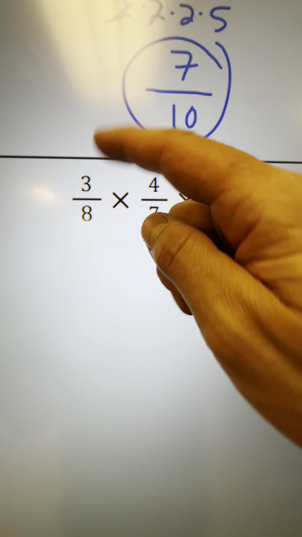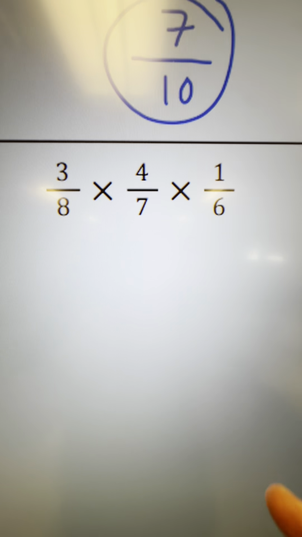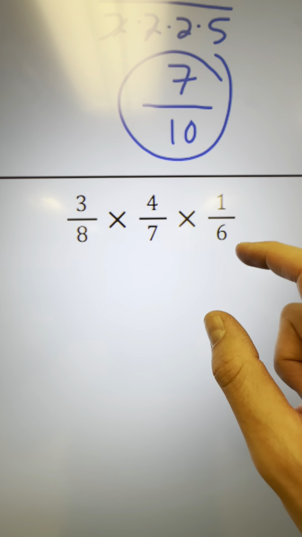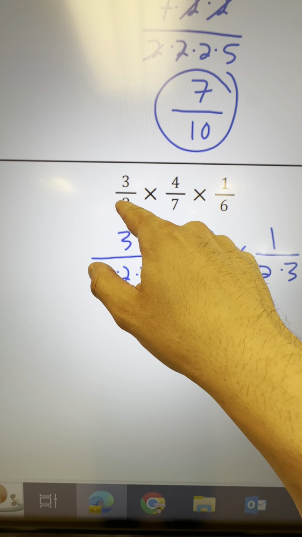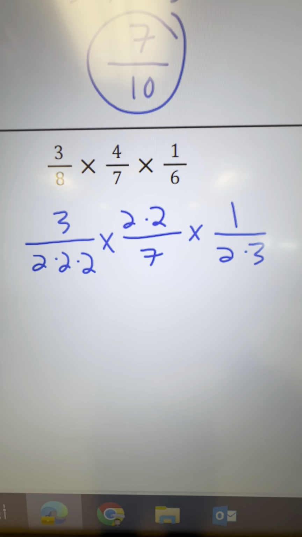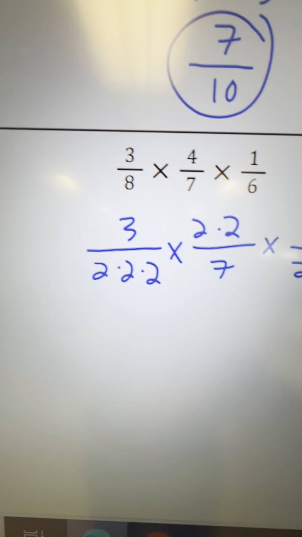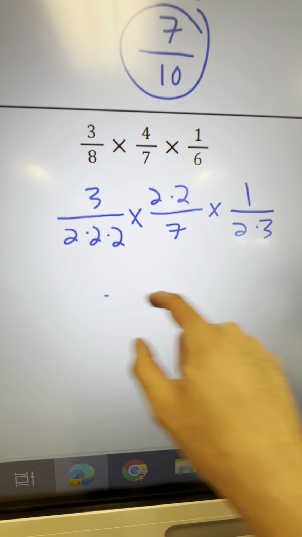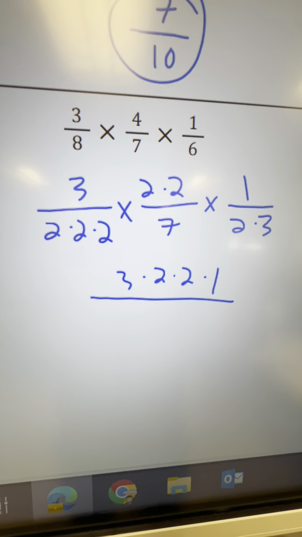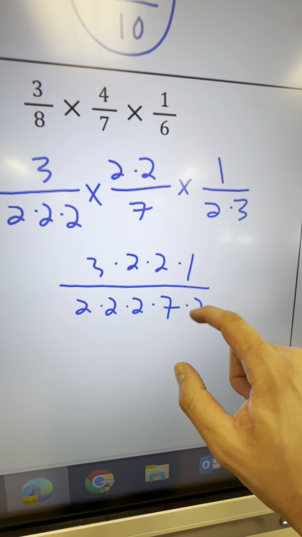All right, here's my next example, 3/8 times 4/7 times 1/6. Whatever is not a prime number, I'm going to do the prime factorization for each of those. So in this case, I have to do the prime factorization for the 8, the 4, and the 6. You can see here, the 8 became 2 times 2 times 2. The 4 is just 2 times 2, and then 6 is 2 times 3. Again, this is prime factorization because these are all prime numbers, and when you multiply them together, you get back the original number. And now, I just got to take all my numbers that are in the numerator, multiply those together. So 3 times 2 times 2 times 1. Then my denominator is going to be 2 times 2 times 2 times 7 times 2 times 3.